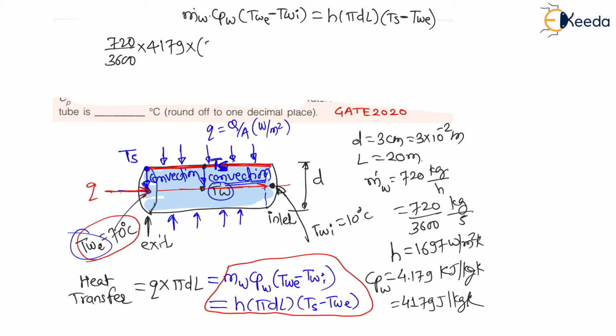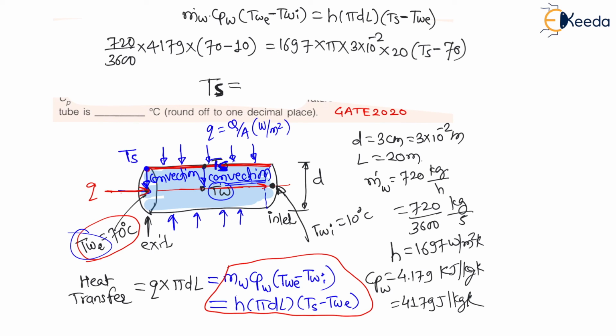Therefore into temperature of water at exit, 70, minus temperature of water at inlet, 10, is equal to H, which is given as 1697, into pi into diameter, given as 3 into 10 to the power minus 2, into length, given as 20, all the dimensions are given, into temperature of surface minus temperature of water at exit, which is 70. So my dear students, in this complete equation only the temperature of surface of the tube is unknown. Let us solve this equation for temperature of surface.